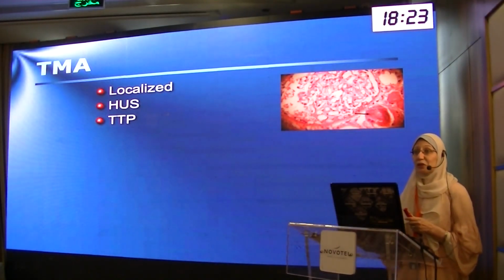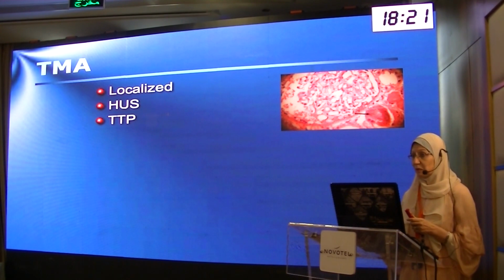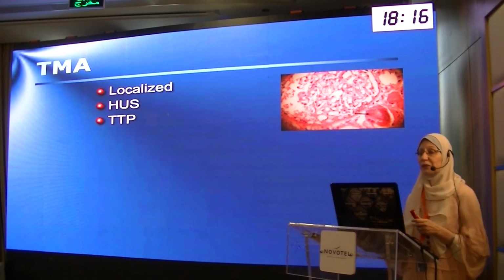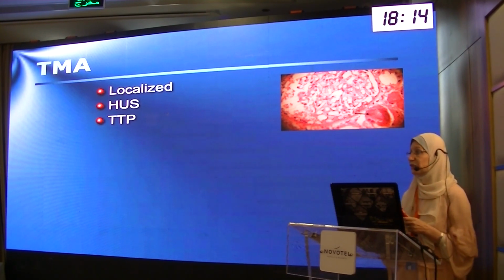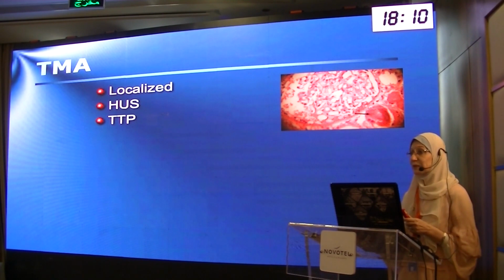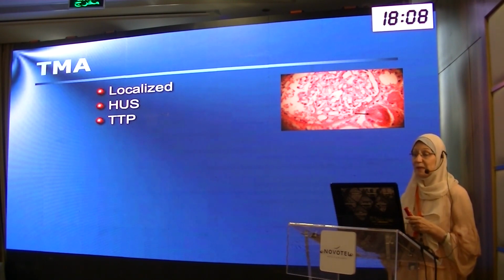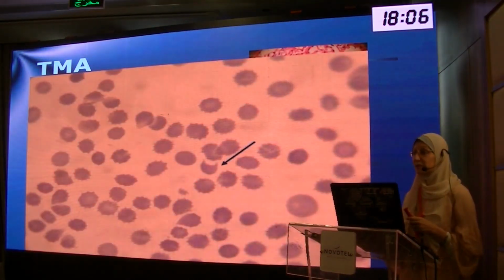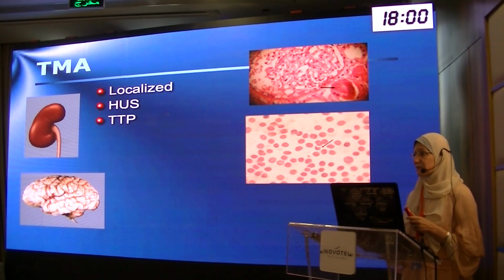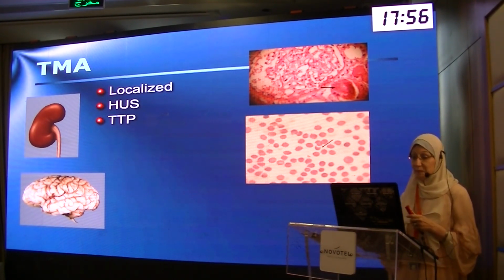So this can occur alone with no systemic symptoms, in which case it's said to be localized, or it can occur in the context of syndromes like HUS and TTP. So both HUS and TTP will have thrombocytopenia and microangiopathic hemolytic anemia and the presence of these fragmented cells or schistocytes in the peripheral blood. And depending on whether the kidney or the CNS symptoms prevail, you can distinguish between HUS and TTP.